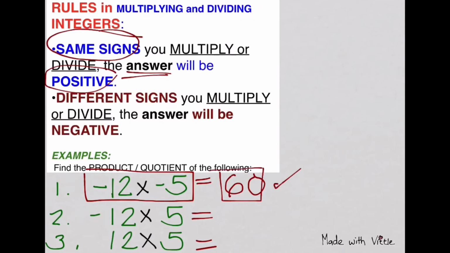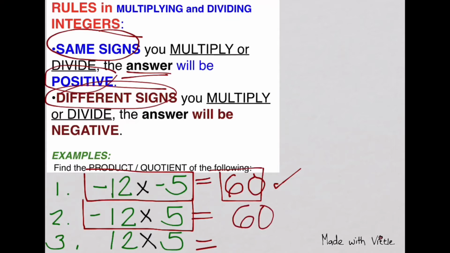Look at the next one. It's negative 12 times 5. They are of different signs. So first of all, multiply. It's going to be 60. 12 times 5 is still 60. But then they are of different signs.